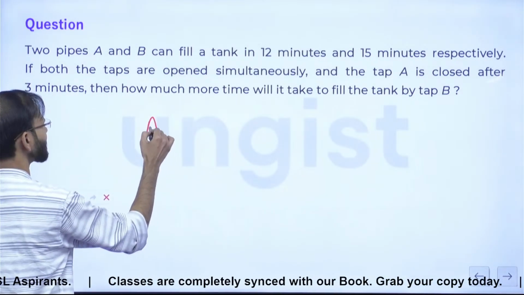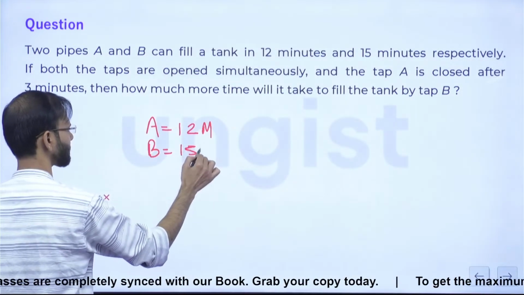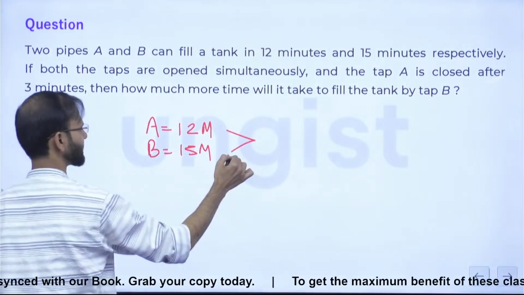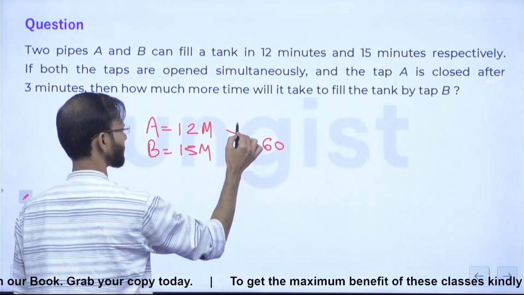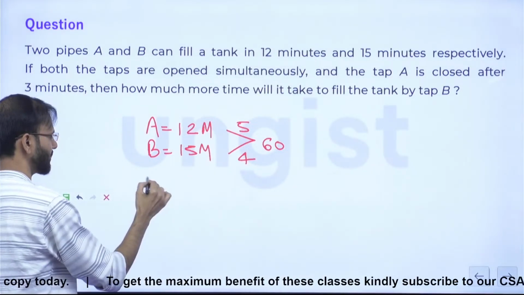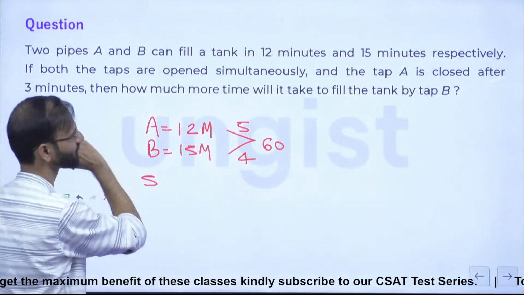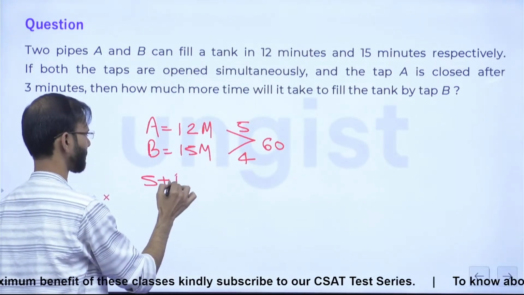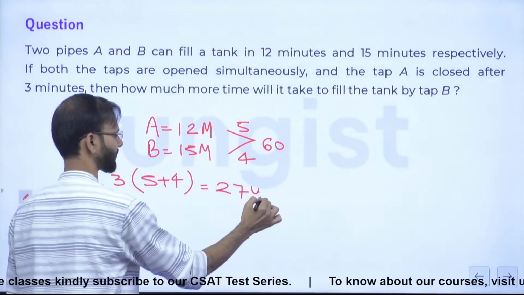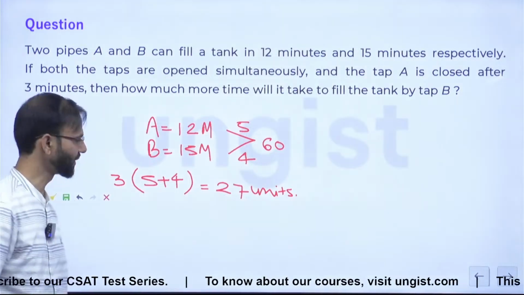See, A is 12 minutes and B is 15 minutes. And guys, what is the LCM? 60. So this is 5, 4. A is working for 3 minutes, I mean both of them first 3 minutes. So this is 27 units. So guys, in first 3 minutes 27 units will be filled, correct?